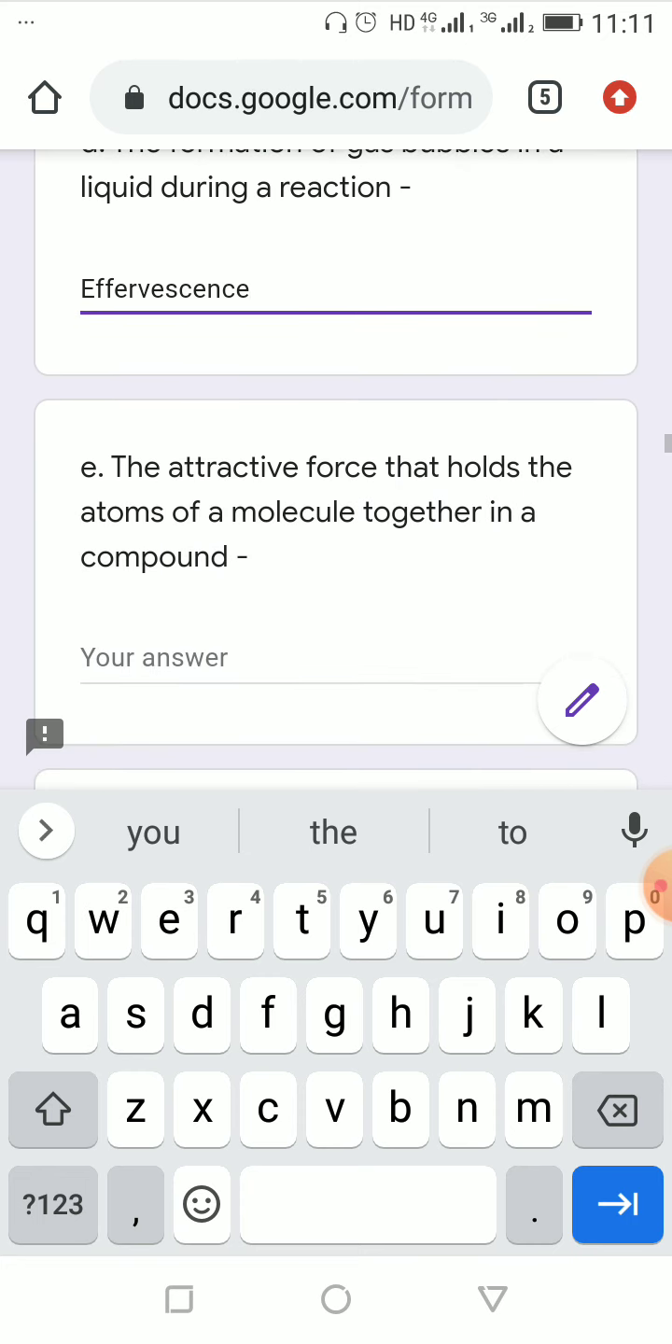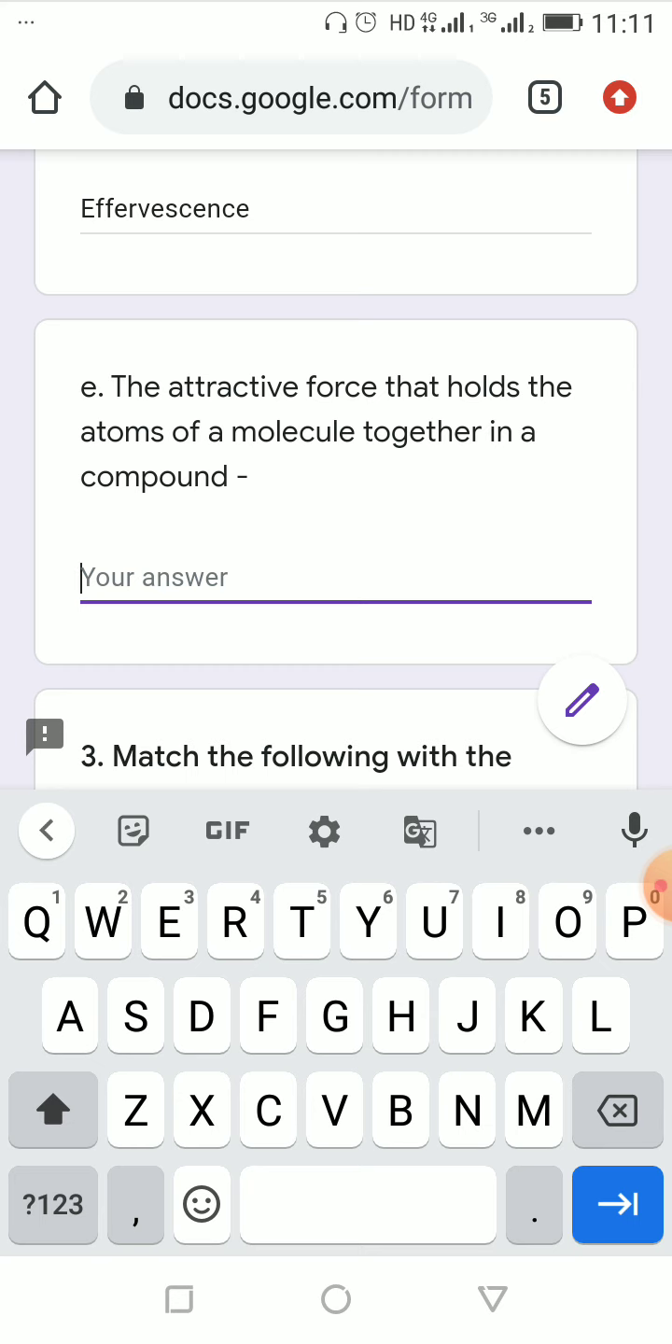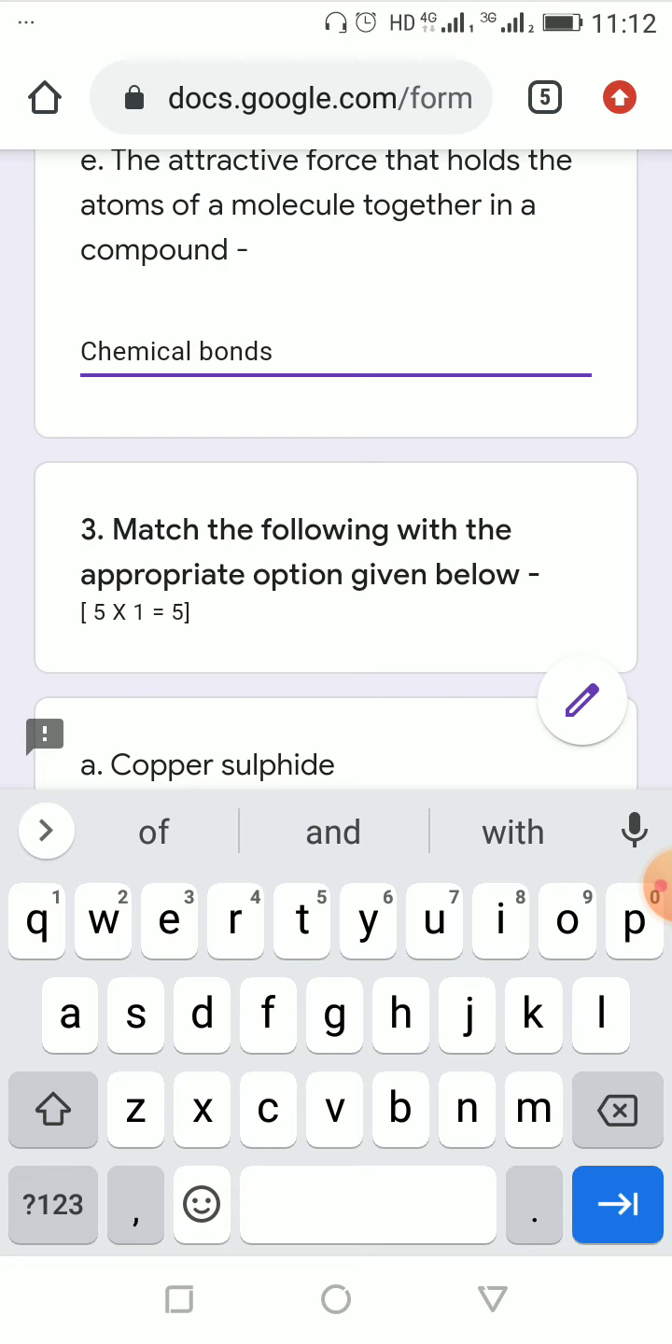Next, the attractive force that holds the atoms of a molecule together in a compound. This will be chemical bond. Chemical bond, or chemical bonds, anyone.